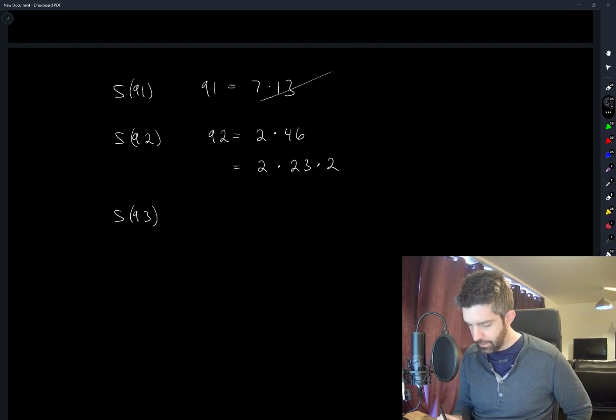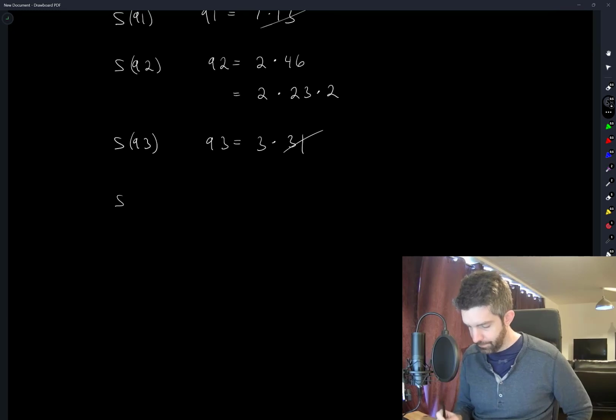S of 93. So 93 is equal to 3 times 31. Doesn't work. 94 is equal to 2 times 47. 47 is prime, right? 95 is equal to 5 times 19.